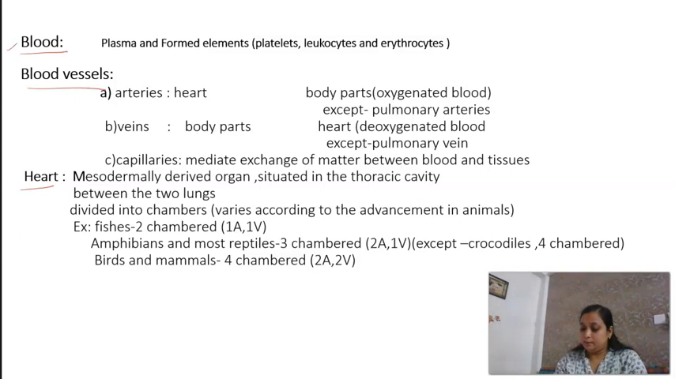Blood is a kind of connective tissue. It has two parts, plasma and formed elements. Plasma has 90 to 92% water and 6 to 8% protein. The protein may be albumin, fibrinogen or globulin, and the formed elements are platelets, leukocytes and erythrocytes. Platelets provide the coagulatory mechanism, whereas leukocytes are the real fighter cells of our body. And erythrocytes, also called RBC, are the carriers of oxygen.